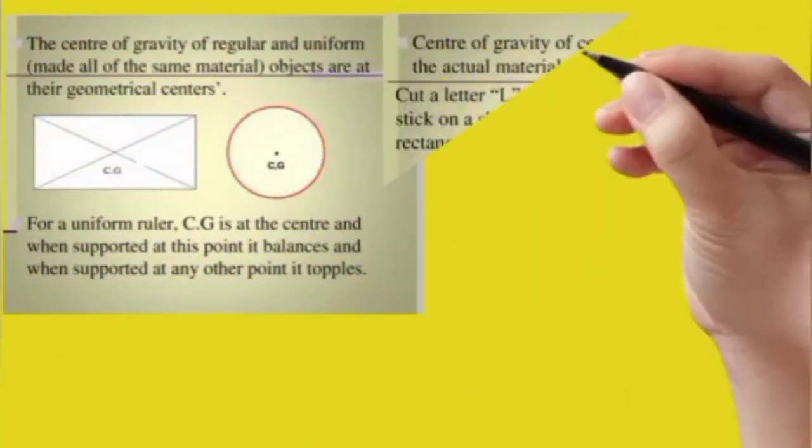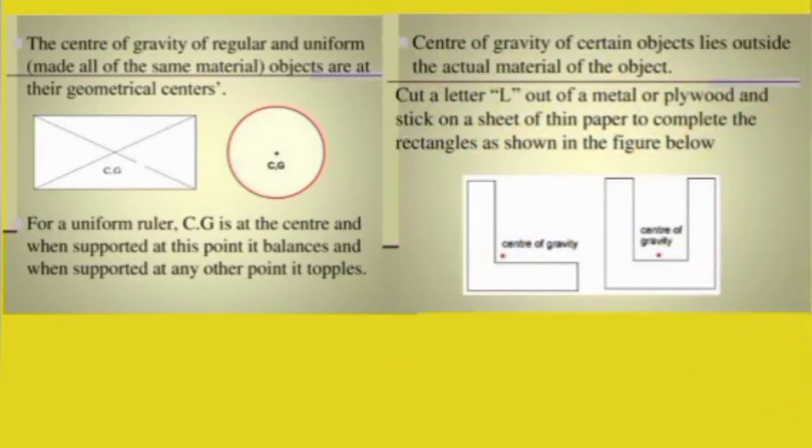Now, the center of gravity of a regular and uniform material, for instance, a rectangle, is at the center, same as the sphere. They are geometric centers. For a uniform ruler, the center of gravity is at the center, and when supported at this point, it balances. When supported at any other point, it topples, that is, it goes down or it begins to wave.